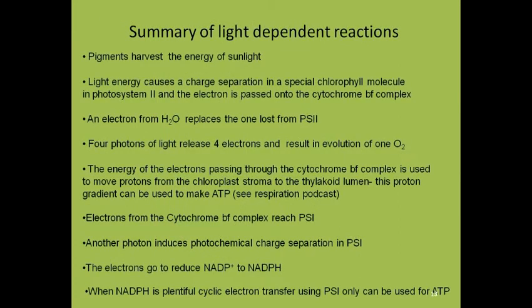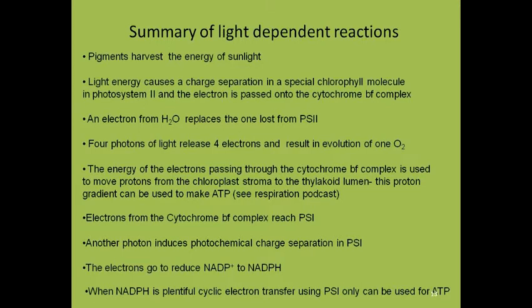Here's a summary of the light-dependent reactions. Pigments harvest the energy of sunlight. Light energy causes a charge separation in a special chlorophyll molecule in photosystem 2, and the electron is passed on to the cytochrome b6f complex. An electron from water replaces the one lost from photosystem 2. 4 photons of light release 4 electrons and result in the evolution of 1 molecule of oxygen.